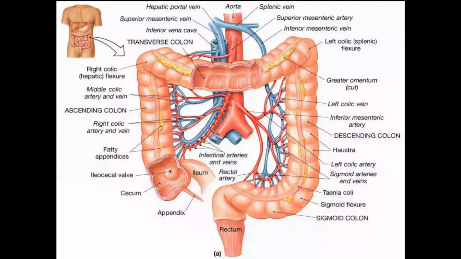This picture shows the blood supply of the colon and the small intestine. The superior mesenteric artery supplies the small bowel and the right side of the colon, and the inferior mesenteric artery supplies the left side of the colon. The superior mesenteric vein drains the right side and the small intestine, joining the splenic vein to form the portal vein, and the inferior mesenteric vein drains into the inferior vena cava.